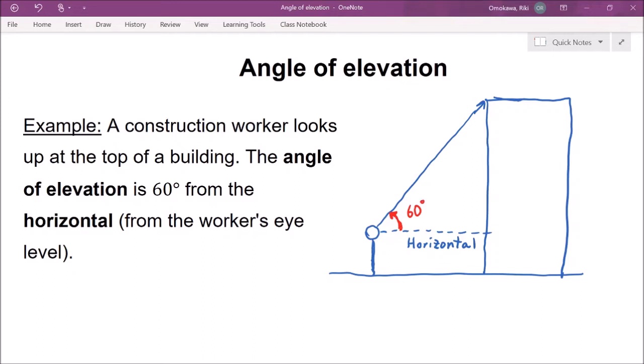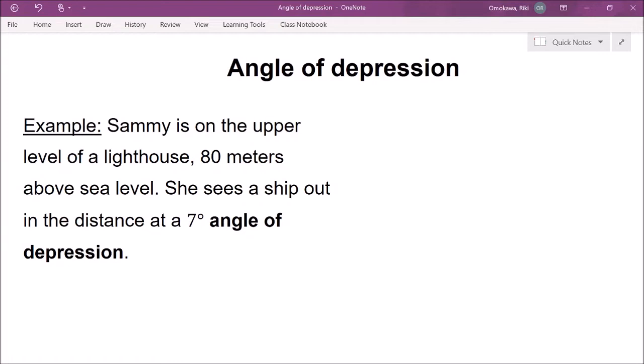So again, the angle of elevation is the angle that we're turning our head up to look at something. Now, what is an angle of depression? First of all, know that an angle of depression has nothing to do with the psychological state of being depressed, okay? An angle of depression is just like an angle of elevation, except for looking down. So here we have an example. Sammy is on the upper level of a lighthouse, 80 meters above sea level. She sees a ship out in the distance at a 7-degree angle of depression.